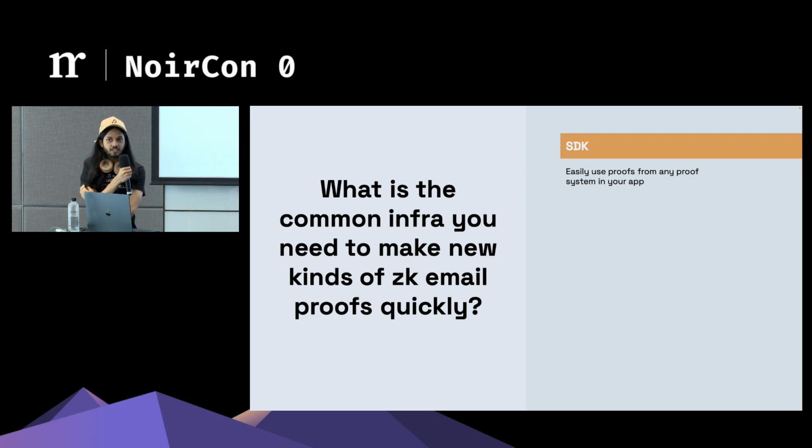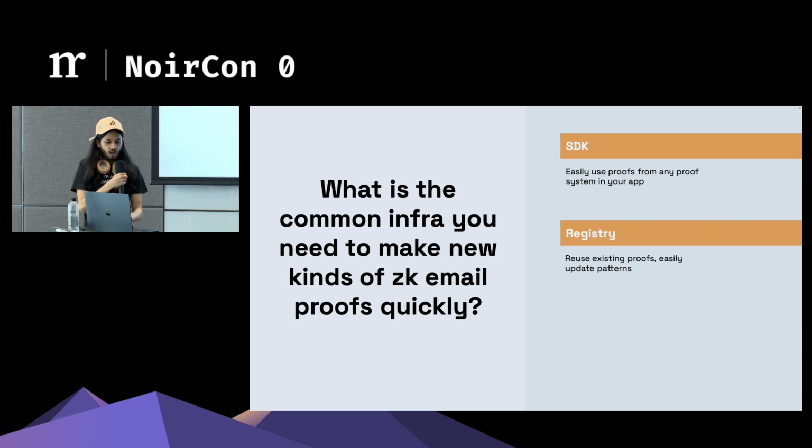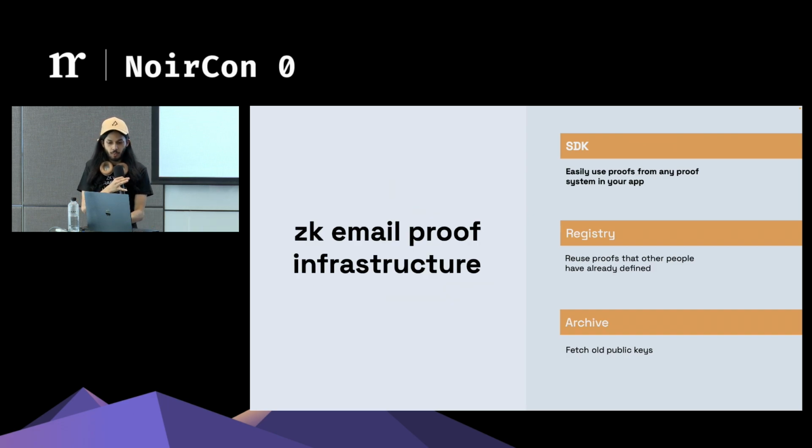So the ability to both create new proofs and update those proofs should be very easy. And so we've thought a bunch about, okay, how do you generalize this kind of ZK-P2P technology? And the idea is there's a couple of key pieces of common infrastructure. One is an SDK, where you can imagine people who are maybe not super familiar with proof systems can use any ZK email proof automatically in an app. A registry where you can reuse existing proofs, and an archive where you can fetch old public keys. And so I'll go over these one by one.